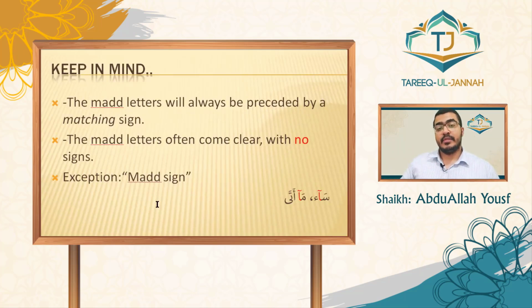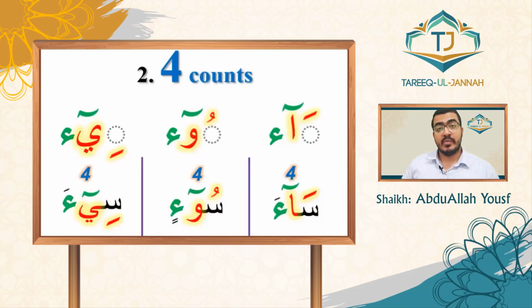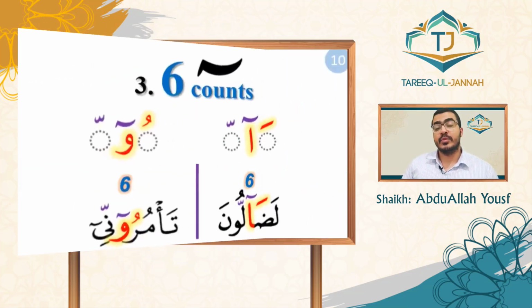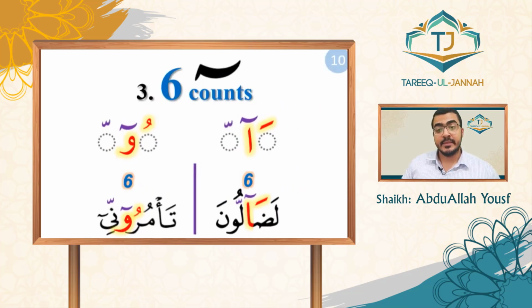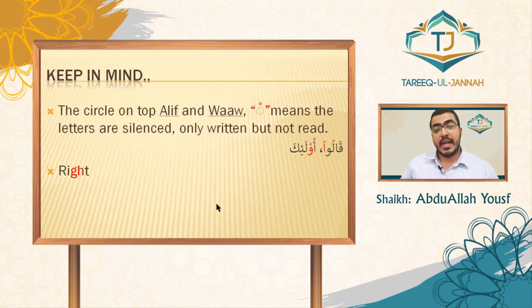Well, there is a little bit of an exception here. The mad sign. When you see a mad sign on top of a mad, you have to give it 4 or 6 counts, depending on the case. One last thing you should know is that there are alif and waw letters in the Quran that have a round circle on top of them.